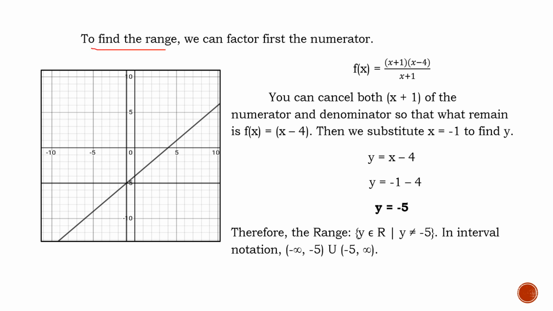So to find the range, we can factor first the numerator. By simply factoring the numerator, that is x plus 1, x minus 4, we factor the given quadratic function in your numerator, and it becomes x plus 1 multiplied by x minus 4 over x plus 1. So we replace f of x now, that will be equal to y in this portion. So you cannot cancel both x plus 1 of the numerator and denominator, so that what remains is f of x is equal to x minus 4. Then we substitute x is equal to negative 1 to find y.